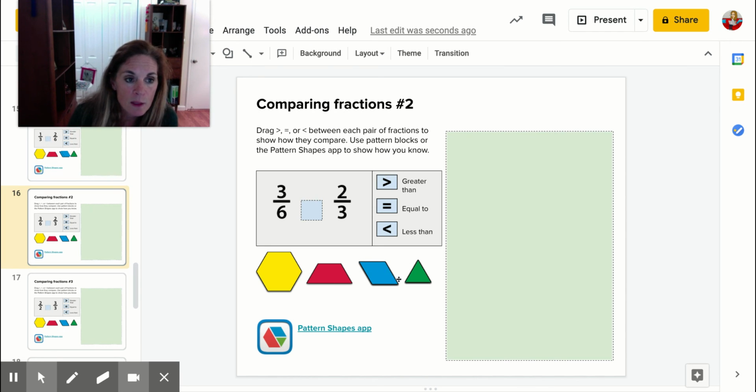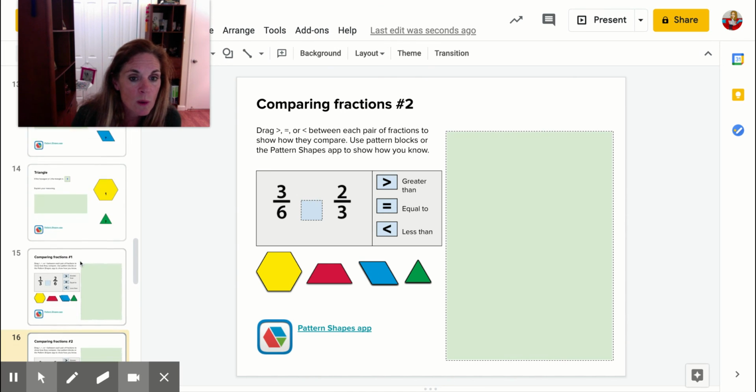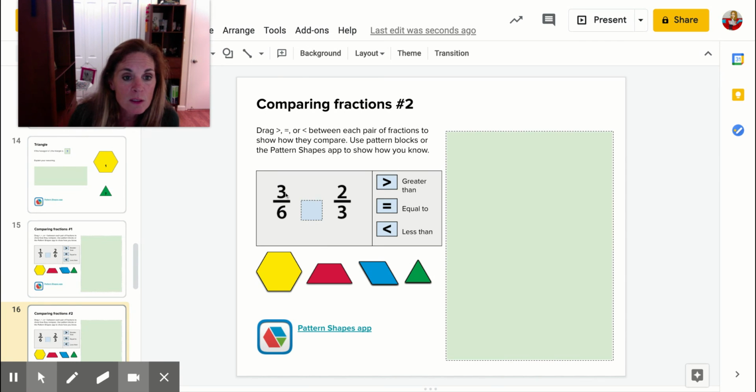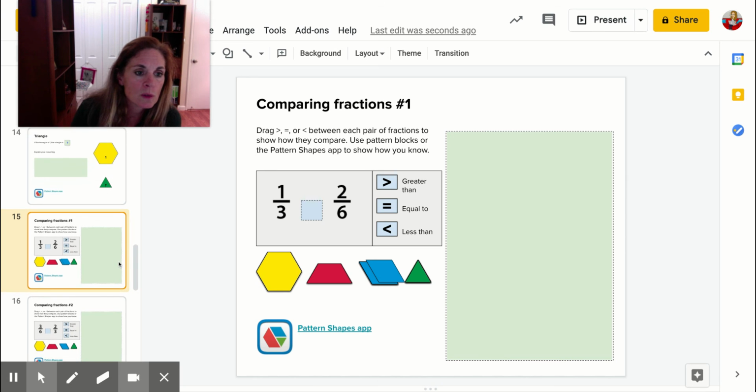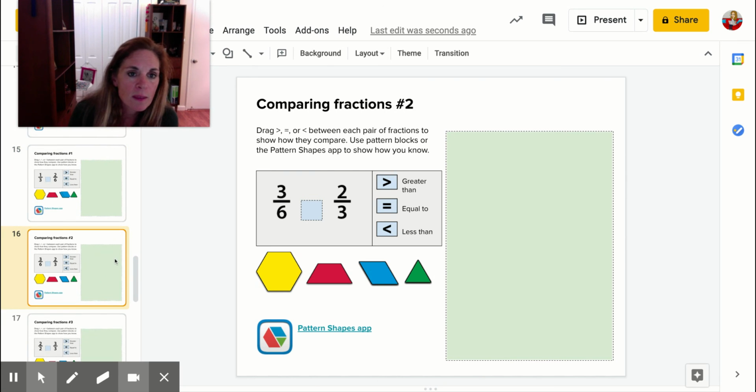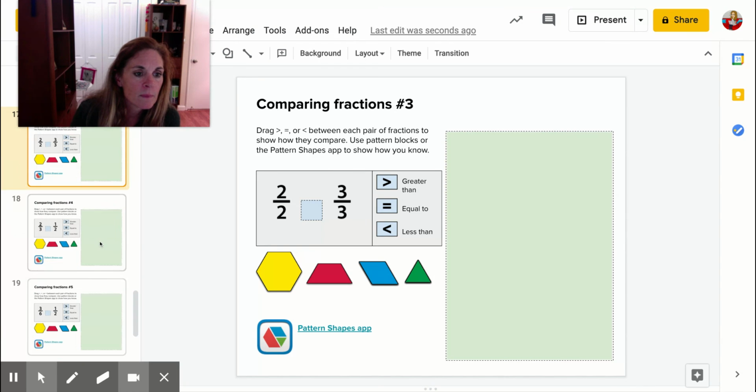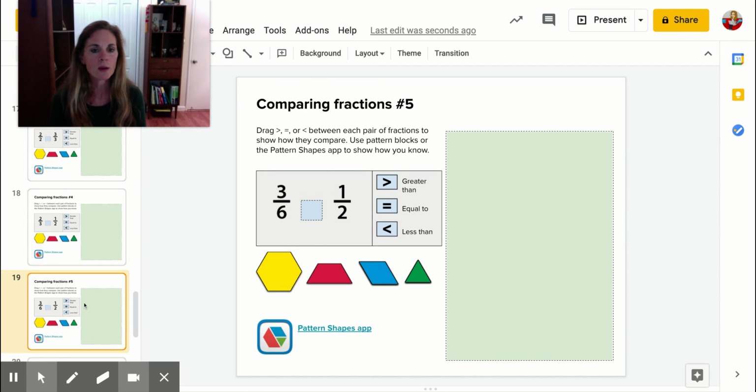So you figured out that the triangle makes 6 wholes. This is a whole. This is a half. This is a fourth. This is a 6th. So you're going to go ahead and think through, is 3/6, 3 of these, bigger or greater than, equal to, or less than 2/6? Oh, yeah. Is 1/3 equal to 2/6? Then you're going to do the same thing with this one, this one, this one, and this one. So basically you're just comparing these pattern shapes.